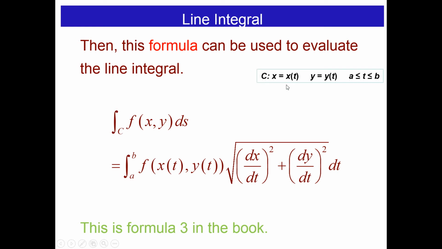This is actually the value of ds, and x is replaced by x(t), y is replaced by y(t). This is the parametric form of the curve, and a, b are the limits of t. t lies between a and b, so the lower limit of t is a and the upper limit of t is b. The whole integrand is transformed into one variable, t. Initially we had two variables, now there is only one variable, and we have a single integral, and we know how to solve it. This is formula 3 in the book, just for reference.